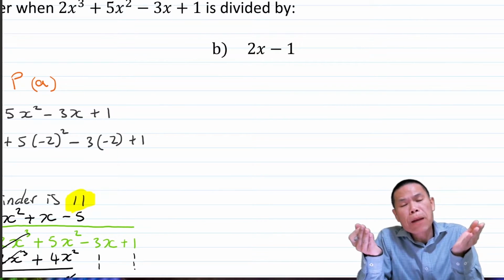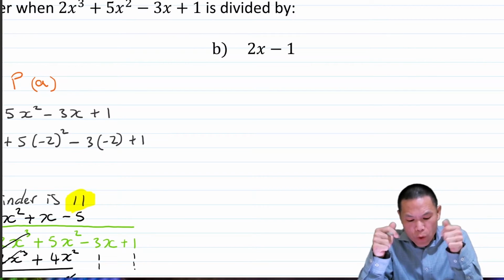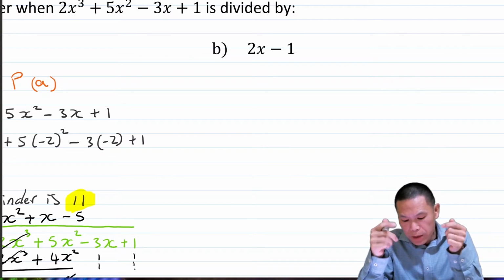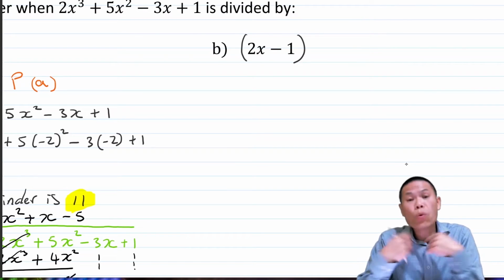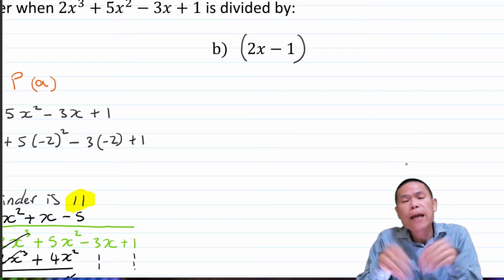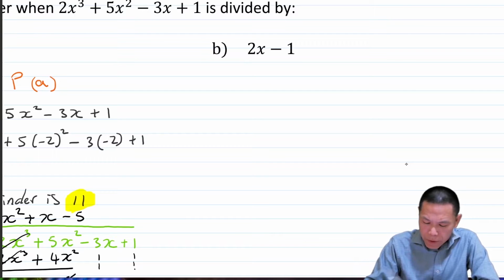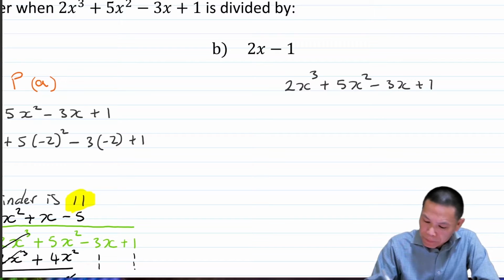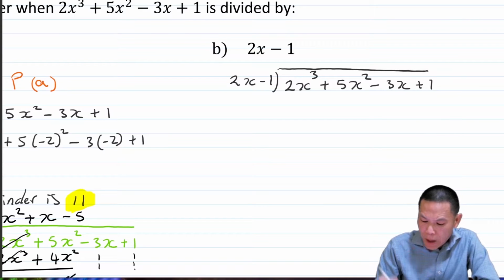Same rule applies. Now find the remainder when 2x to the power 3 plus 5x squared minus 3x plus 1 is divided by 2x minus 1. To find the remainder, I do long division first, and then verify this using the remainder theorem. So let me write this down first: 2x to the power 3 plus 5x squared minus 3x plus 1, divided by 2x minus 1.